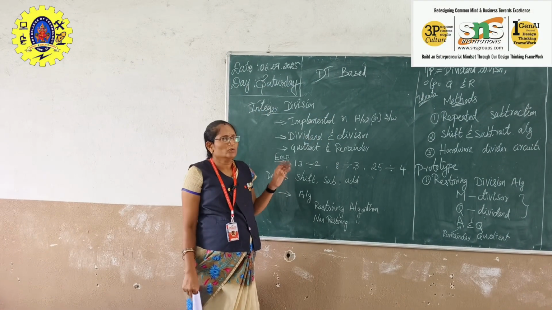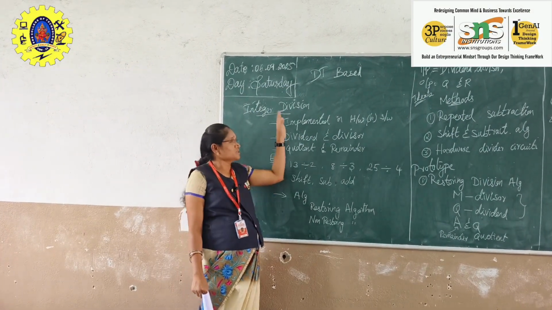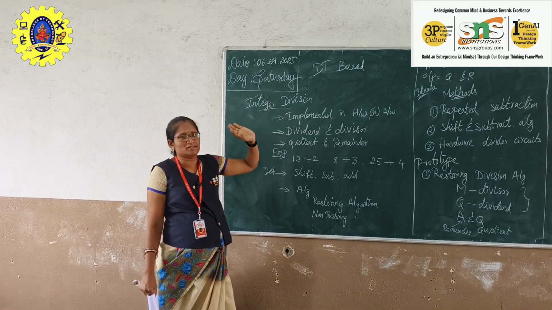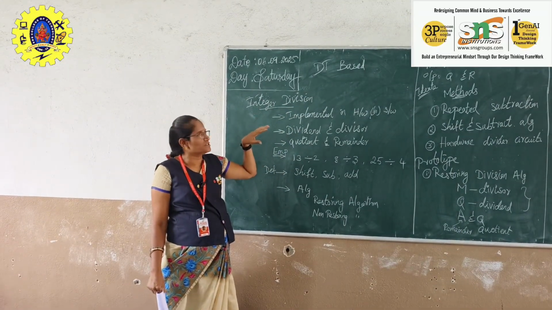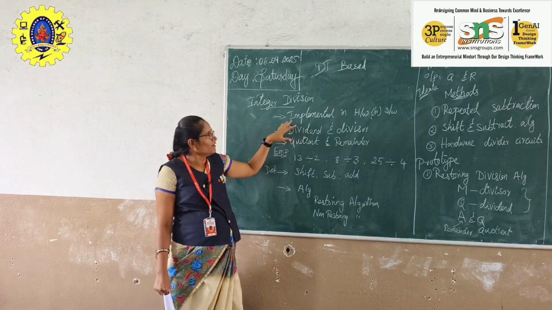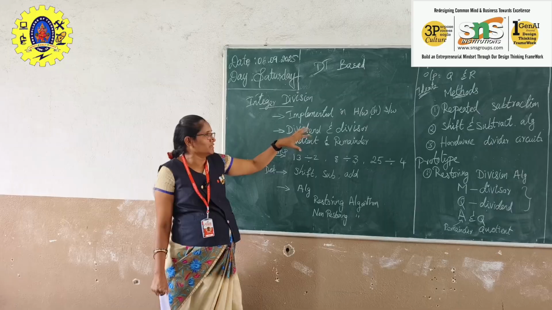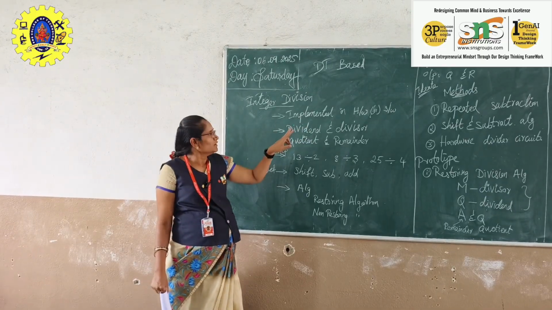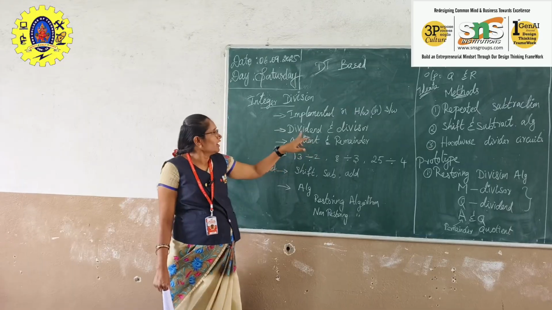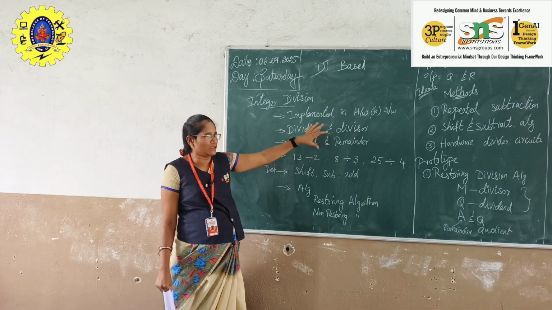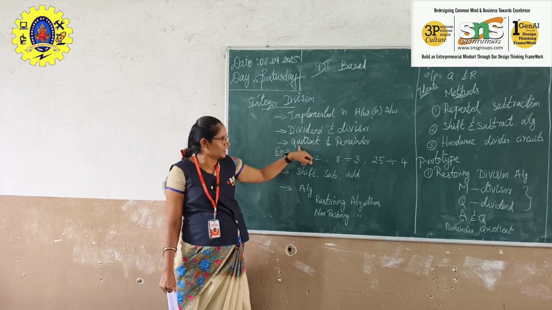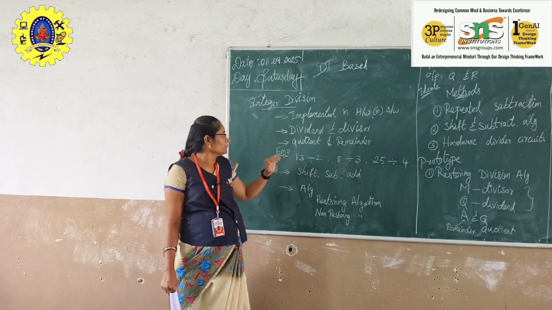In this video, we are going to discuss integer division on the DT based. Integer division is a kind of operation implemented in hardware or software. While performing this operation, we need two integer numbers: one acts as the dividend and the other as the divisor. After performing the division operation, we get two values: one is called the quotient and the other the remainder.